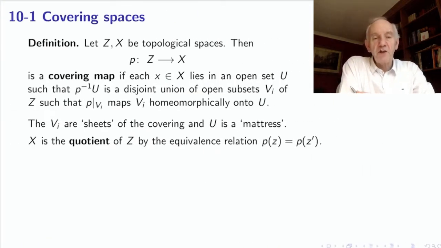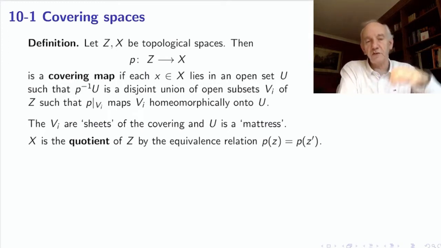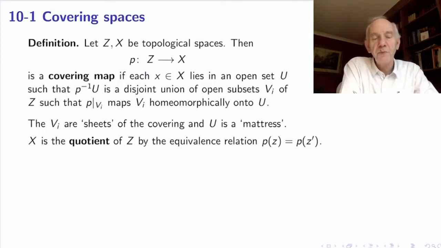So a bit of terminology, as I said earlier, these small open sets lying over the open set in the base, homeomorphically, they're called the sheets. And I personally call an open set in the base with that property, that it's covered by these disjoint sheets, I call that a mattress. That's just my terminology, it's not common.